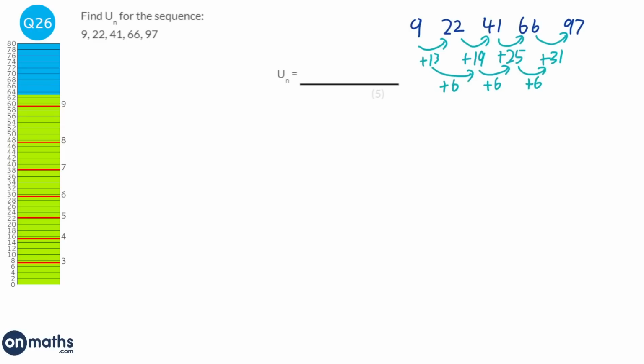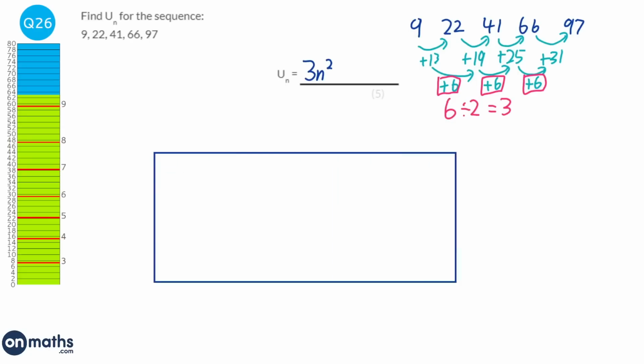When you have a difference of differences, it's going to be a quadratic sequence. And we're interested in what the difference of differences is, because what we now do is get that 6, and we always halve it, and it gives us 3. Now that 3 is actually really important, because that is the coefficient of the n squared. So we know our sequence will begin 3n squared. So we're going to do a table now to see what the rest of the sequence will be.